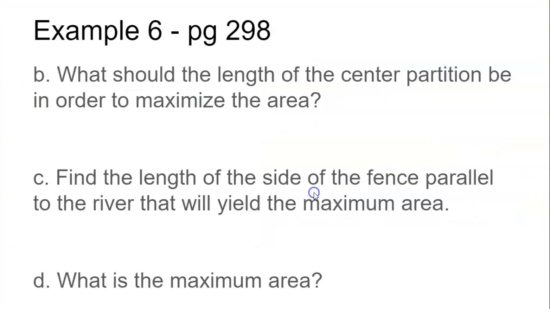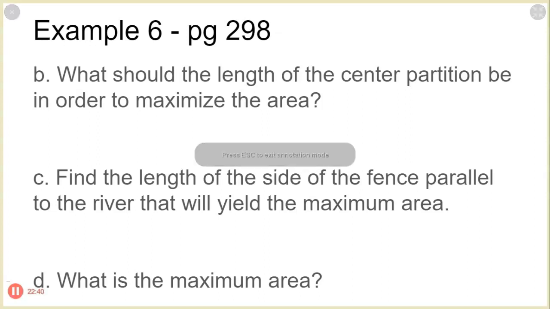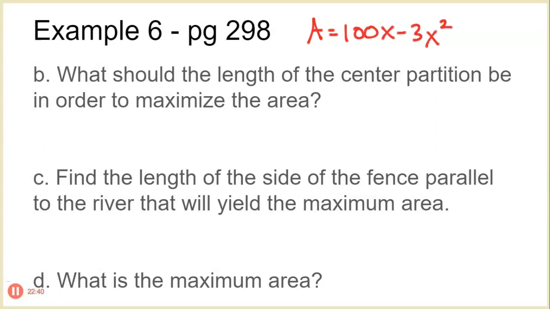And then we can start answering some questions. So same questions we looked at before. It says, what should the length of the center partition be in order to maximize area? Well, here I don't have a graph, but if we graph it, we're talking about the vertex again. I'm going to write down 100x minus 3x squared. Here I'm talking about the vertex again. So that means I need to utilize x equals the opposite of b divided by 2a.